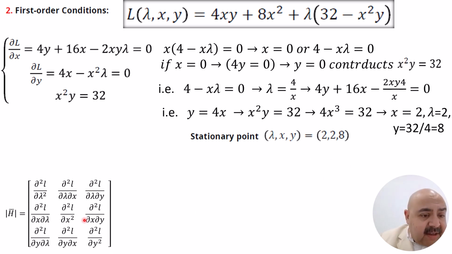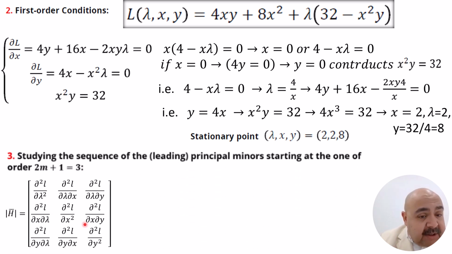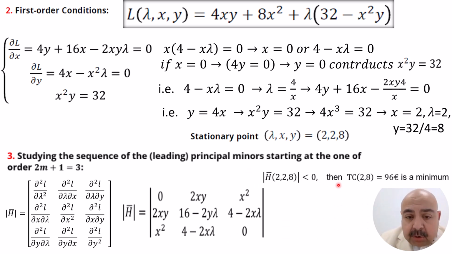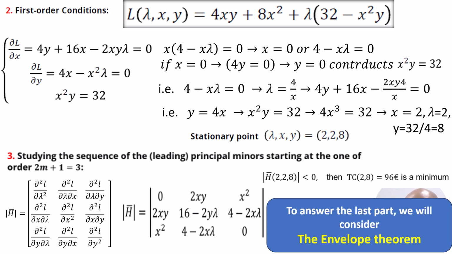I will get the Hessian matrix, and getting the bordered Hessian matrix, the leading principal minor for the bordered matrix, substituting by the point, as we can see, we will find that the total cost is 96 euros, which is the minimum value that we will have.